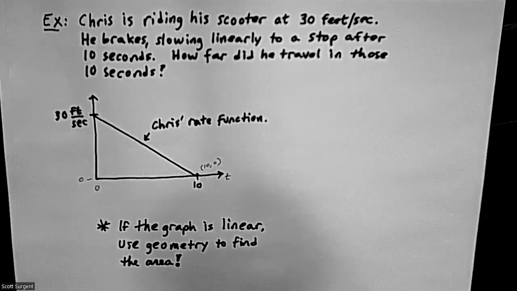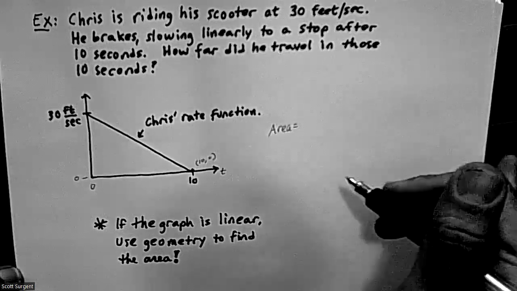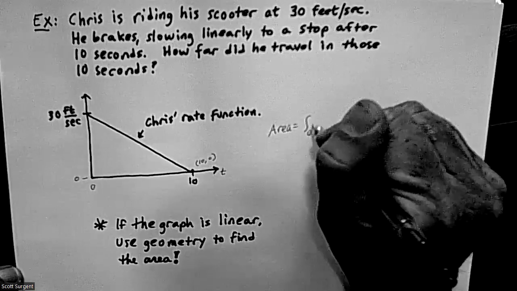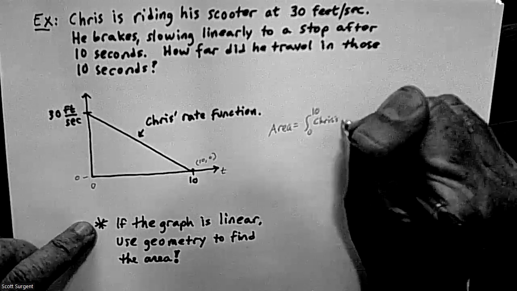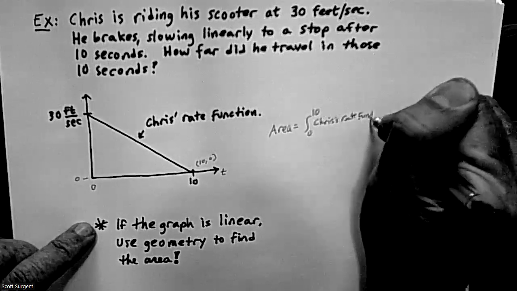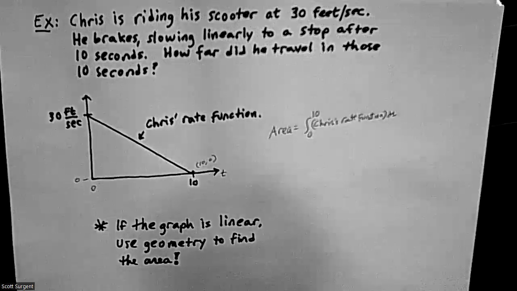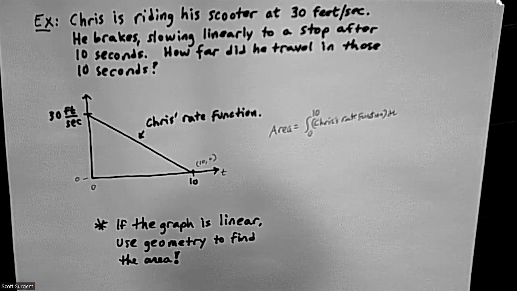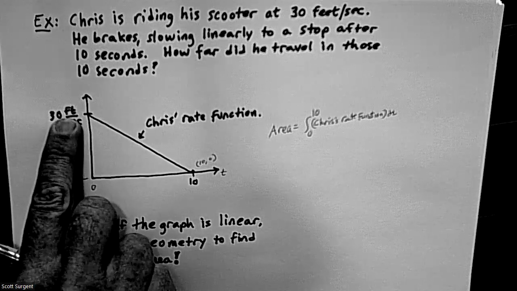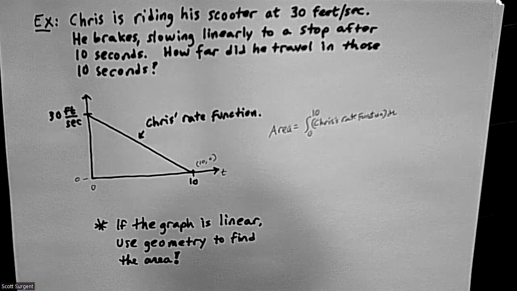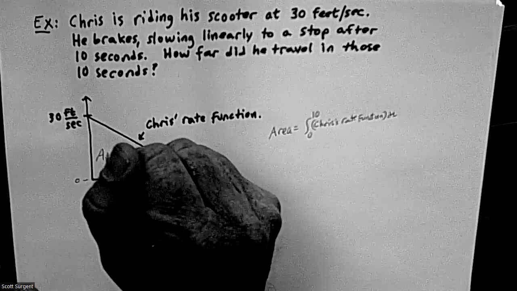So I want to know, how far did he travel? Well, the distance is going to be given by the area. Now, technically, it would be an integral from 0 to 10 of this rate function. I'll just write Chris's rate function right here. Oops, there you go. dt. Okay, I'm not gonna even bother trying to figure out what that function actually is. All I need to know is there it is. It's a line that goes from 30 on the y-axis to 10 on the t-axis. But the thing is that the area in here is the distance he's traveled.